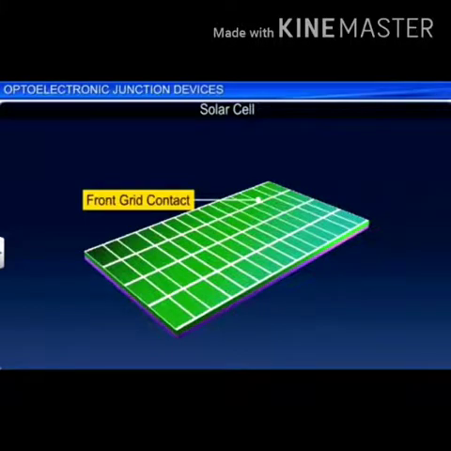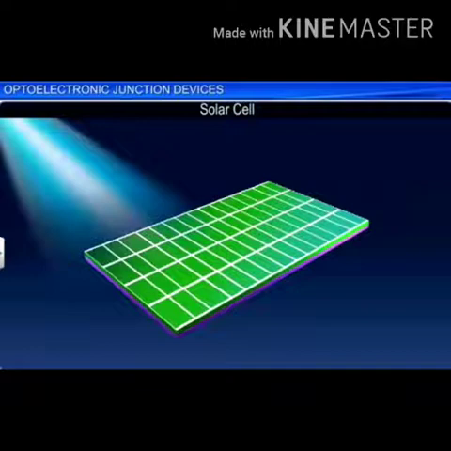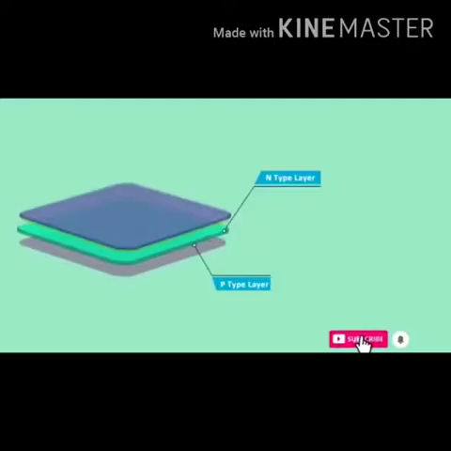In the solar cell, electron-hole pairs are generated due to the absorption of light near the junction. Then the charge carriers are separated due to the electric field of the depletion region.